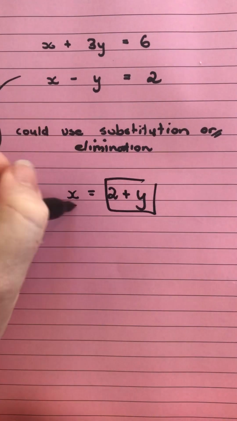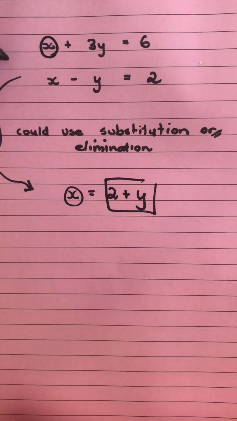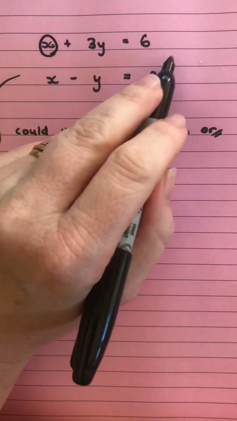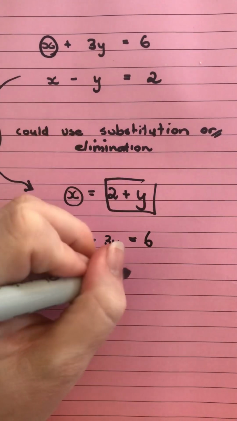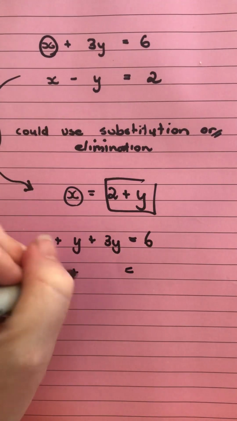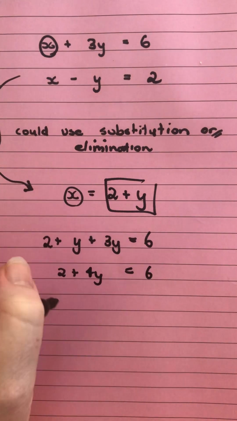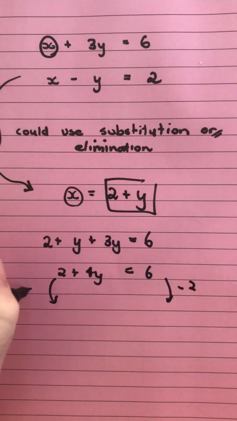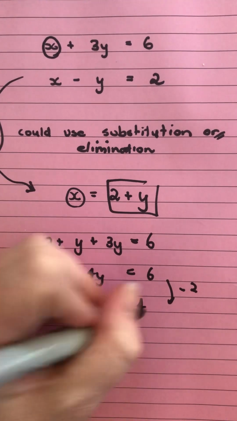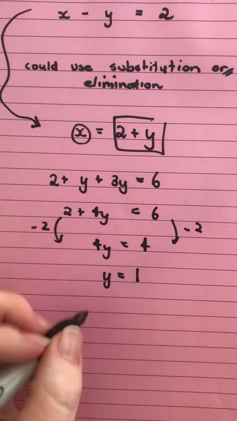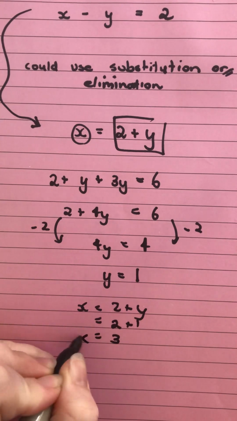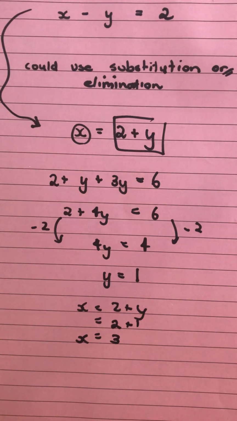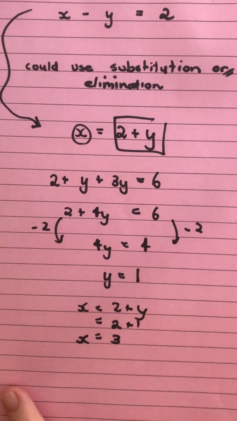Then where I see the x up here, I can put in 2 plus y. So instead of writing x plus 3y equals 6, I can write 2 plus y plus 3y equals 6. And then I can write that 2 plus 4y equals 6. I can take 2 from both sides, and I get 4y equals 4, therefore y equals 1. And then sub that back into here, x equals 2 plus y, so that will be 2 plus 1, x is equal to 3.